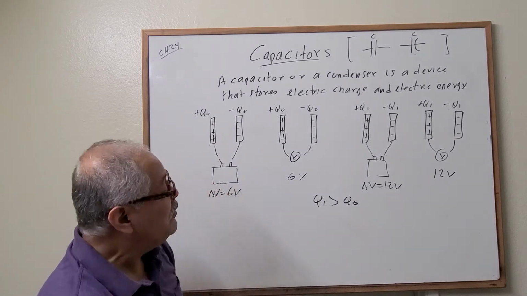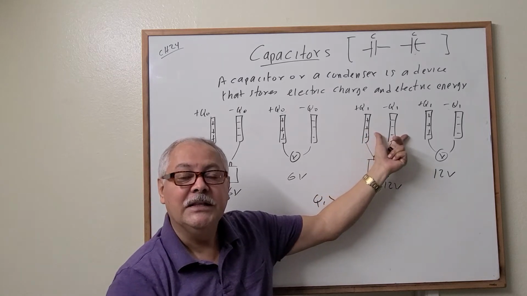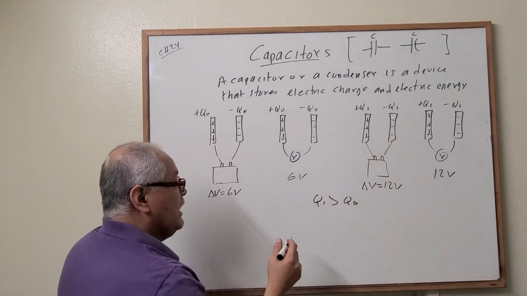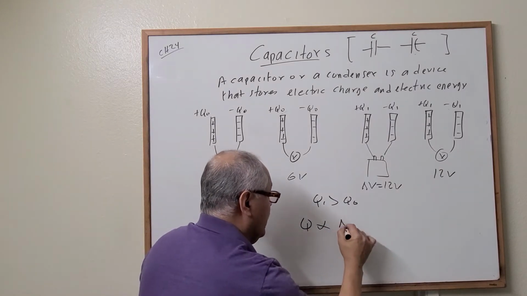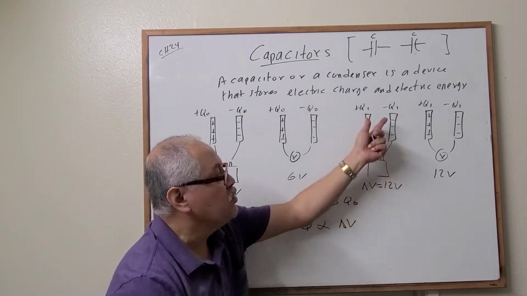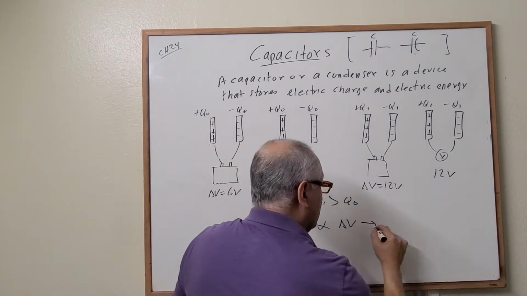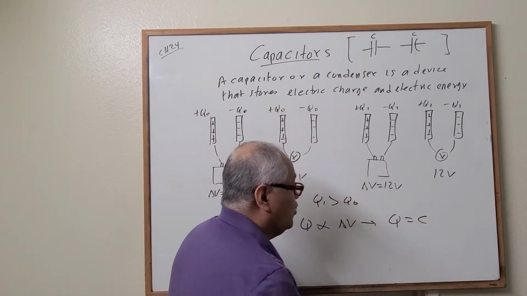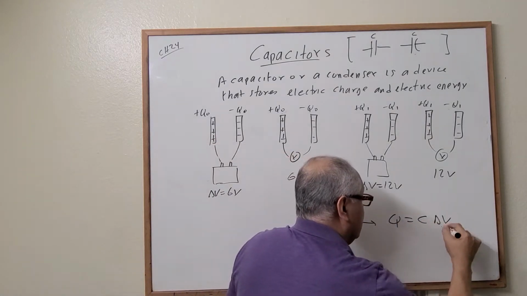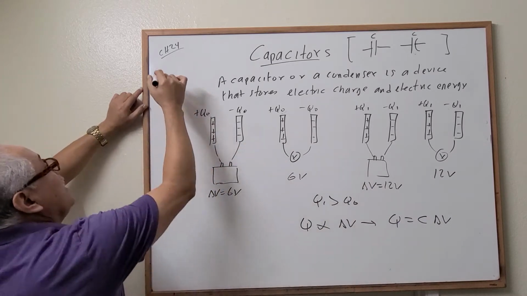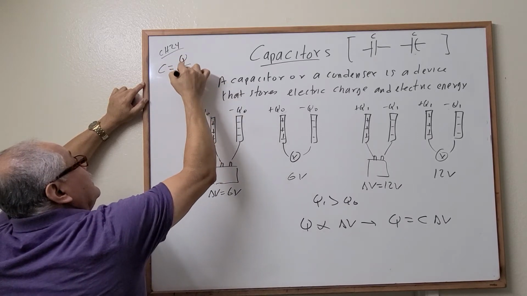Once more, if we increase the voltage, we increase the charge stored in the capacitor. This means that we can get this relationship: charge is proportional to the voltage. How do we eliminate this symbol of proportionality? Using a constant. In this case, the constant is C, called the capacitance, times voltage. So the capacitance is defined as the charge divided by the voltage.